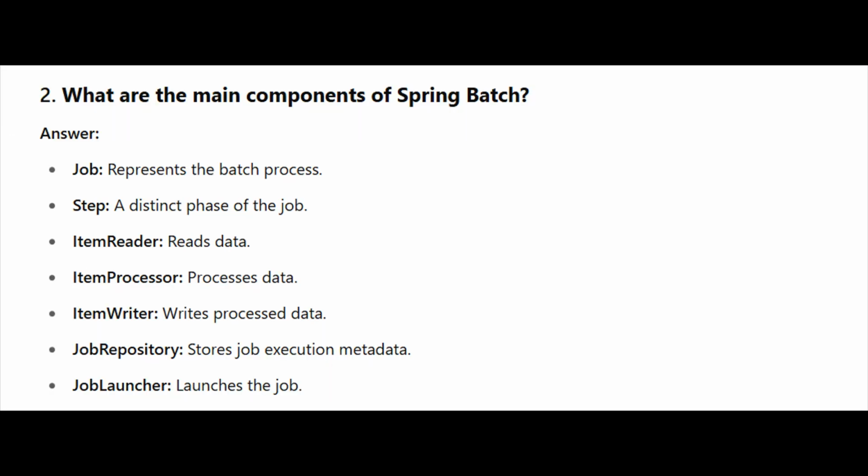2. What are the main components of Spring Batch? Answer: Job represents the batch process. Step, a distinct phase of the job. Item reader reads data. Item processor processes data. Item writer writes processed data. Job repository stores job execution metadata. Job launcher launches the job.